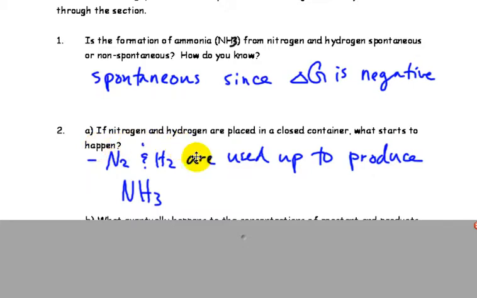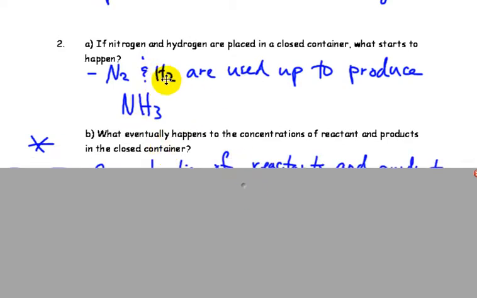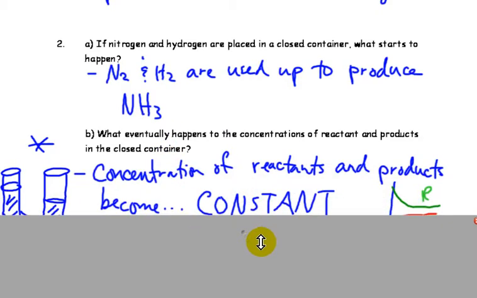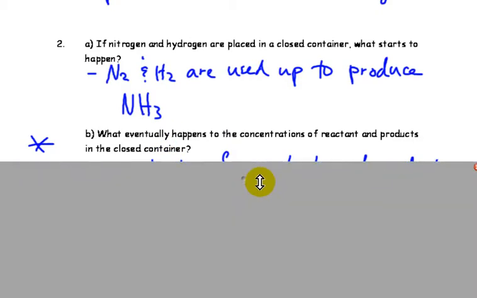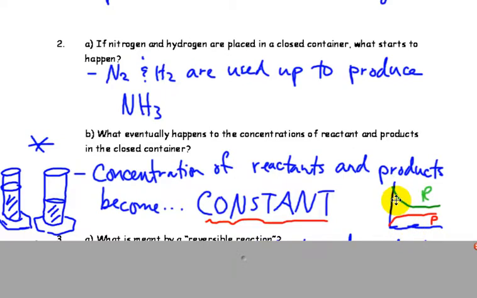Number 2A, if nitrogen and hydrogen are placed in a closed container, what starts to happen? So if we imagine we have nitrogen and hydrogen, they slowly start to produce ammonia, NH3, because that is what the product is. And of course what happens is that NH3 goes back and produces nitrogen gas and hydrogen gas. So we start off with reactants, it starts to form products, and gradually products go back and form reactants until what happens is an equilibrium situation.